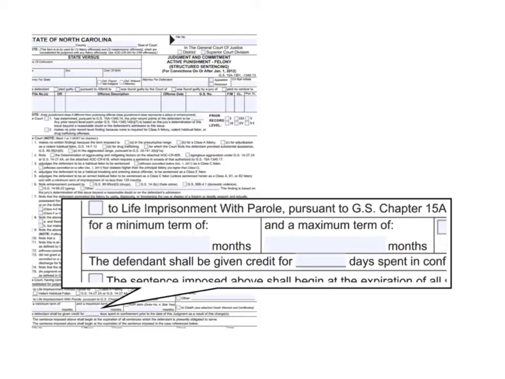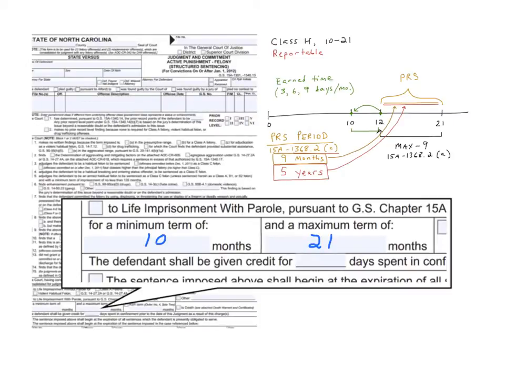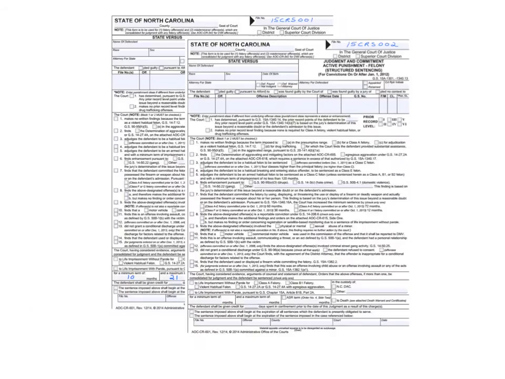So we covered in other sessions how when a defendant receives a sentence, let's say of 10 to 21 months, there's actually quite a bit going on in the background in terms of the way the minimum and maximum work, how post-release supervision works at the end of that, and we covered that in those other sessions. So if you have any questions about that, please take a look at those.